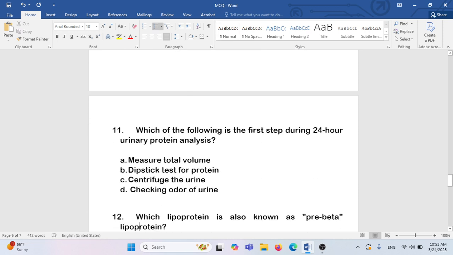Another question, which of the following is first step during 24-hour urine protein analysis? So the answer is measure the total volume, and that volume is needed to calculate 24-hour value later. So this is the first step during 24-hour urine estimation.